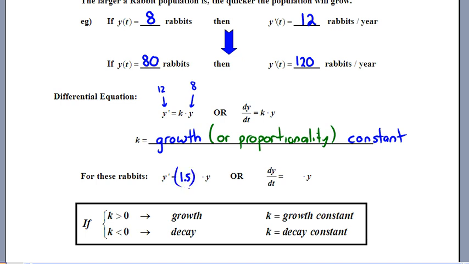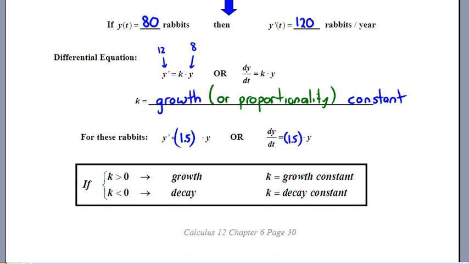So y prime is equal to 1.5 multiplied by y. Or if you want the Leibniz notation, dy/dt is equal to 1.5 multiplied by y. Now in this lesson we're mostly going to do exponential growth, but we'll do exponential decay as well.